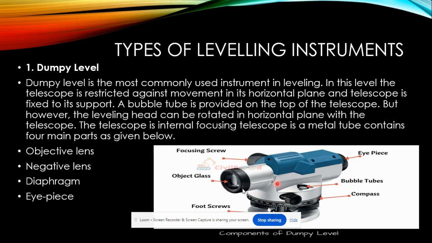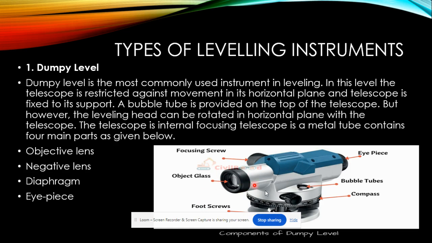As you can see this instrument, this is our dumpy level. This is the telescope area. For the telescope, you cannot move it up and down, it's fixed in this position. But the leveling head is from here to here. This whole area is the leveling head. The leveling head can be rotated because sometimes you have set up your instrument facing this way, but you want to measure a target on the other side of the instrument. So you'll have to turn the leveling head to face the other side. The telescope is fixed in its position, but the leveling head can be rotated.